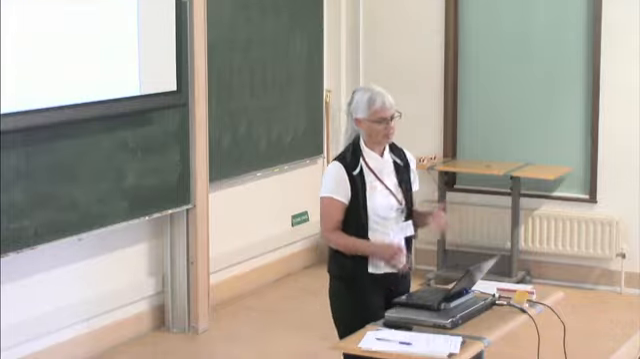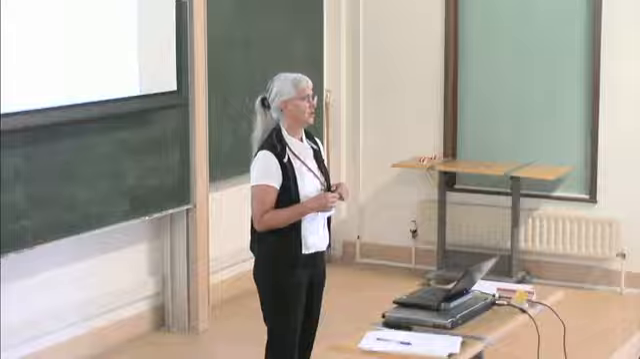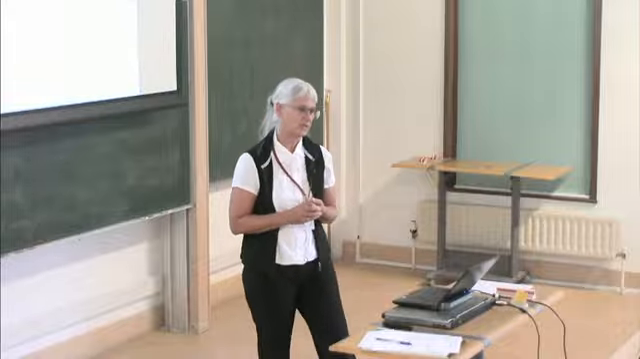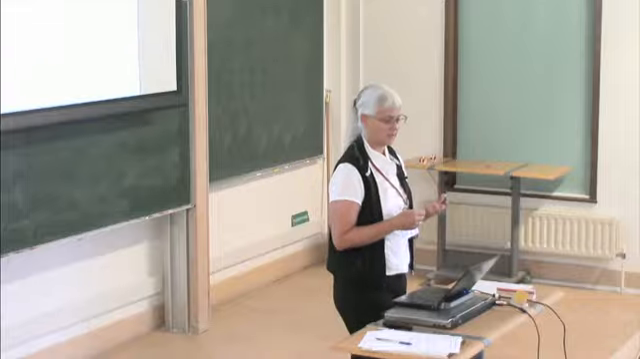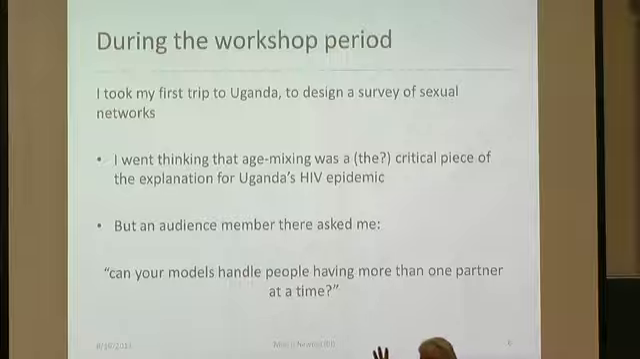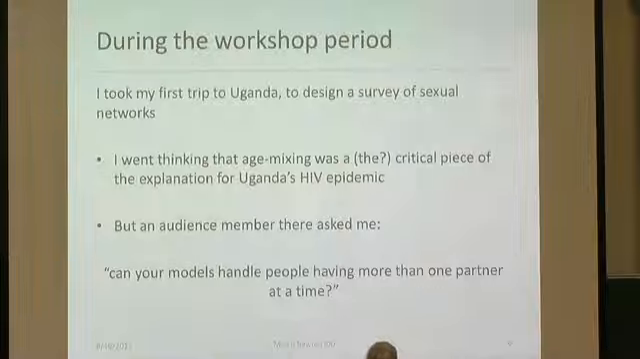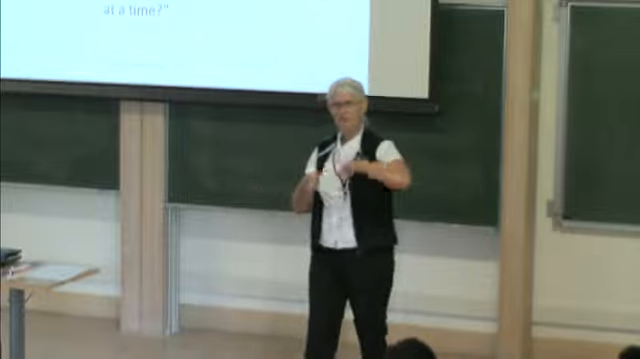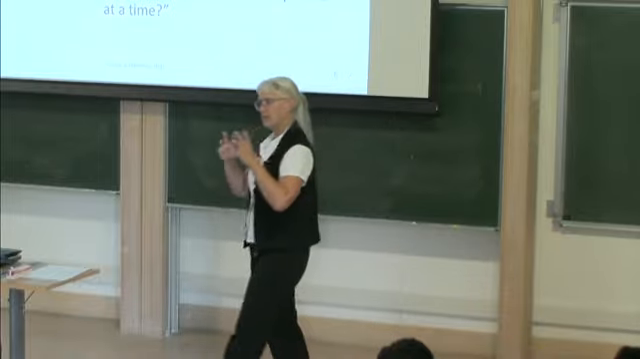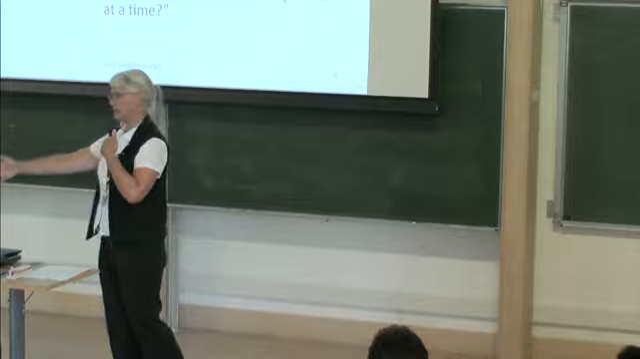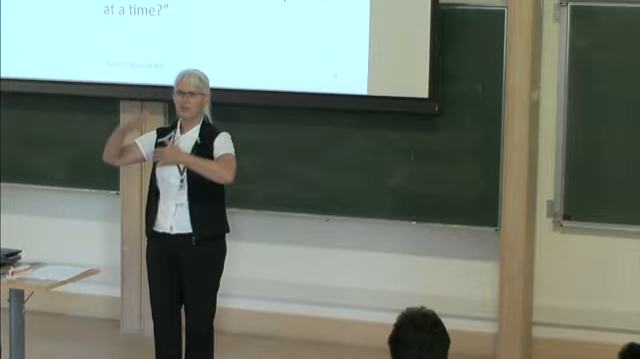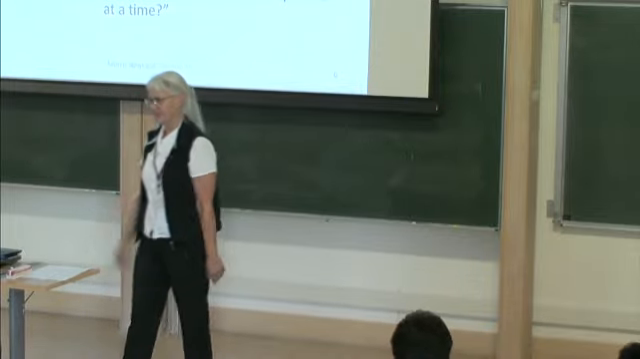So during the workshop period, I ended up taking my first trip to Uganda. I was working on developing a survey of sexual networks down there. And I went with my kind of preconceived notion of what was important for HIV transmission in Uganda. And in particular, what I thought was critical there was the sort of asymmetric age mixing, older men with younger women, which was sort of this conveyor belt of ensuring that a highly infected older population continued to infect a younger population, which would then infect their age peers, et cetera.